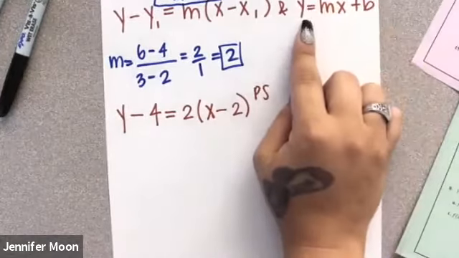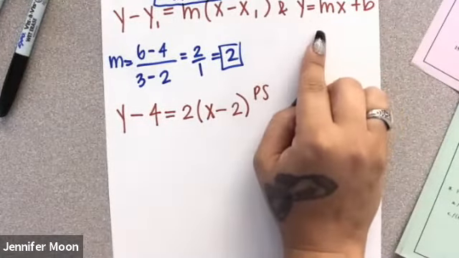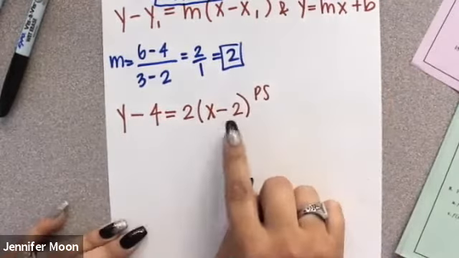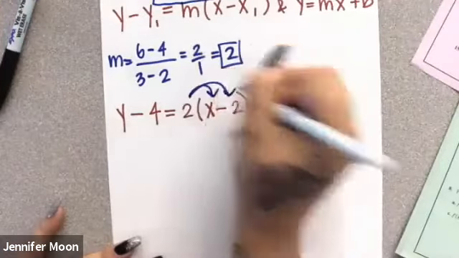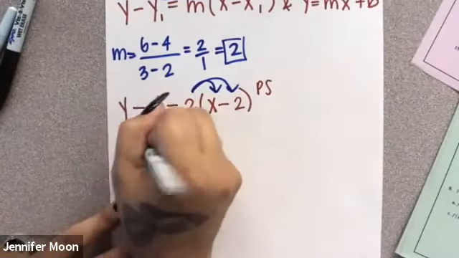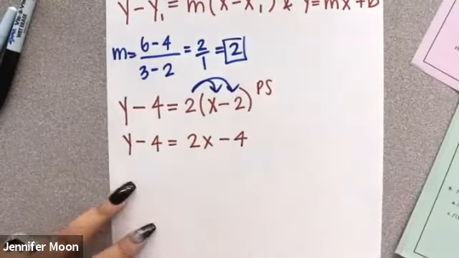In order to get my equation of a line, this says y equals. Y equals means I solve for y. So I'm going to use this and solve for y. The first thing you need to notice is a number touching that parenthesis. y minus 4 equals 2(x minus 2), so 2x minus 4.